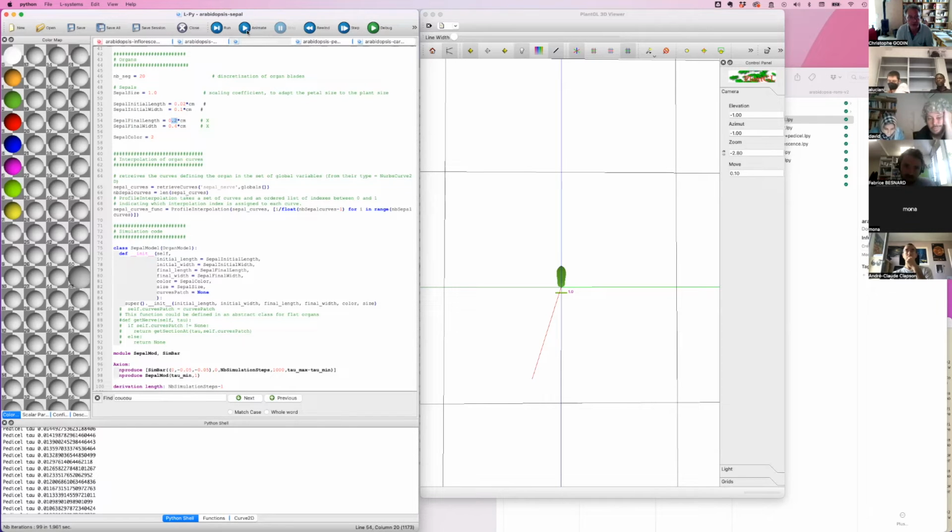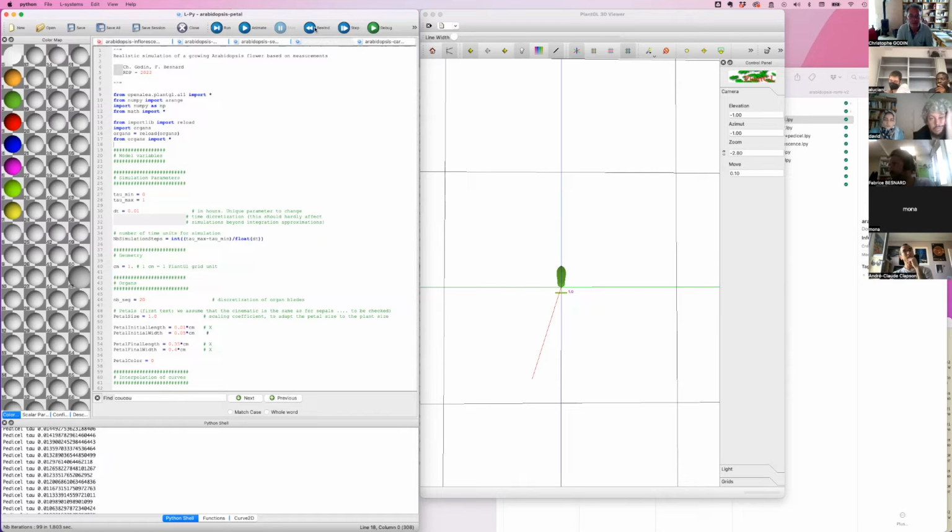So if you run this, what you have is a petal that is growing from the initial length to the final length. And in between, there are stages that are controlled. And then between these stages, there is a linear interpolation. Okay? So we did this for petal, for sepal, for petal.